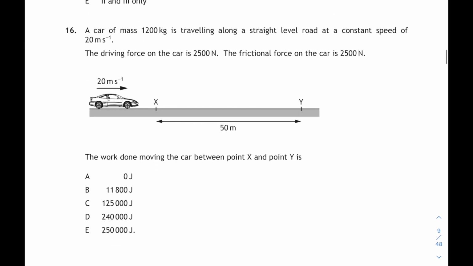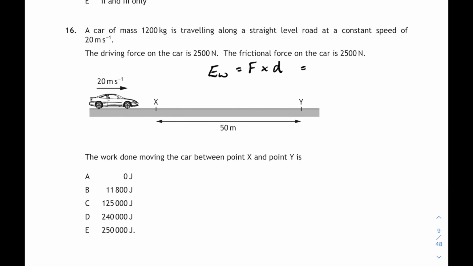Question 16. A car of mass 1200 kilograms is travelling along a straight level road at a constant speed of 20 metres per second. The driving force is 2,500 newtons and the frictional force on the car is 2,500 newtons. So those forces are balanced. So the work that we have to do against friction can be found from this relationship.